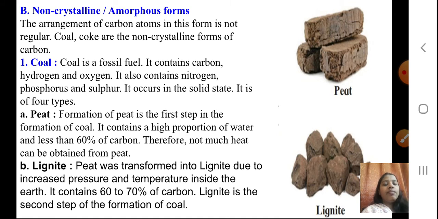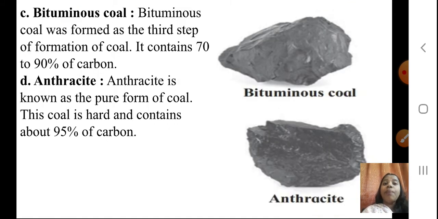Should we proceed? Now C part is the bituminous coal. Bituminous coal was formed as the third step of the formation of coal. What is the third step, students? Formation of bituminous coal. It contains 70 to 90% of carbon. Is the proportion of carbon increasing? Yes. In each and every step, the proportion of carbon is increasing. And yes, students, we are interested in carbon, because it is going to give us the heat energy.